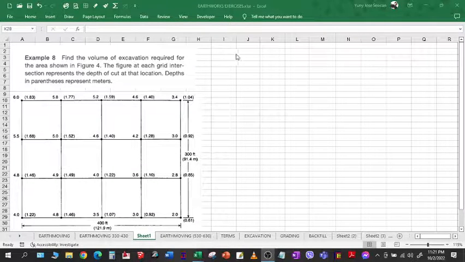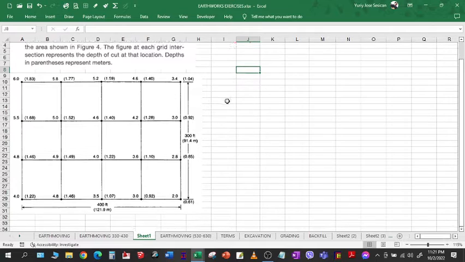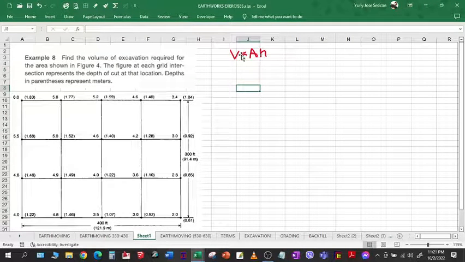And we know that volume is simply equal to area times height. But what is our height, or the average depth of excavation? We will use this method, which I'm going to illustrate now, in order to find the average height. First, let's classify all the points. We have corner points here and here, and we have border points.